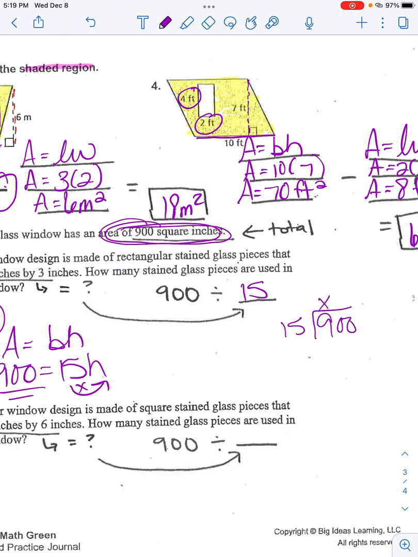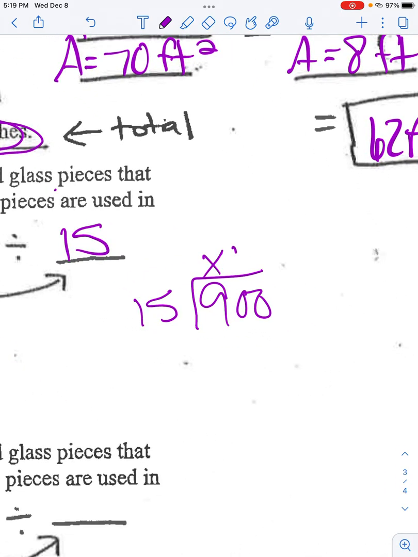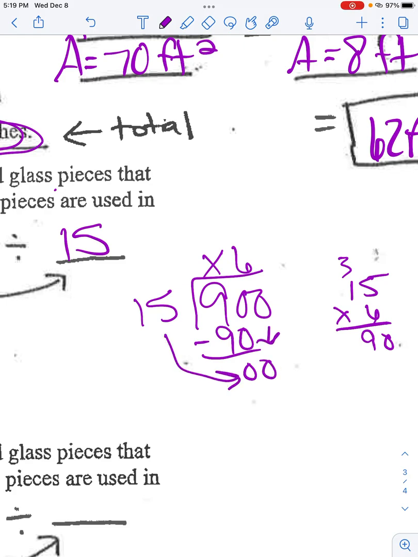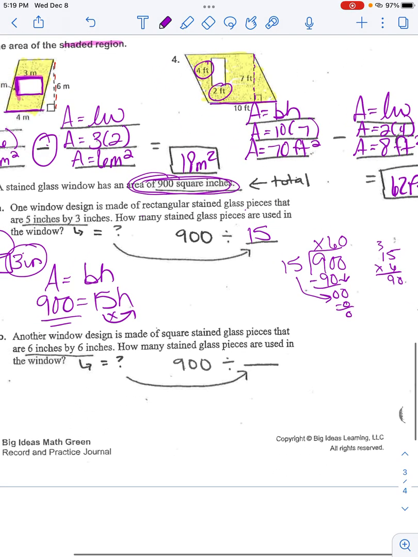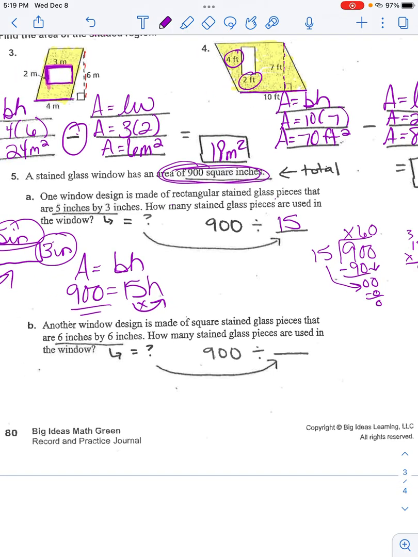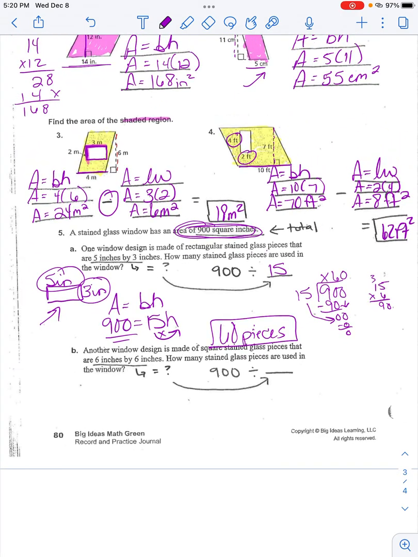So 15 doesn't go into 9. 15 will go into 90 6 times, because 15 times 6 is 90. Bring your 0 down. 15 into 0 goes 0 times. So 60 times 15 is 900. So how many stained glasses can fit inside there? 60 pieces. So that one we had to work backwards. That one was a tricky one.